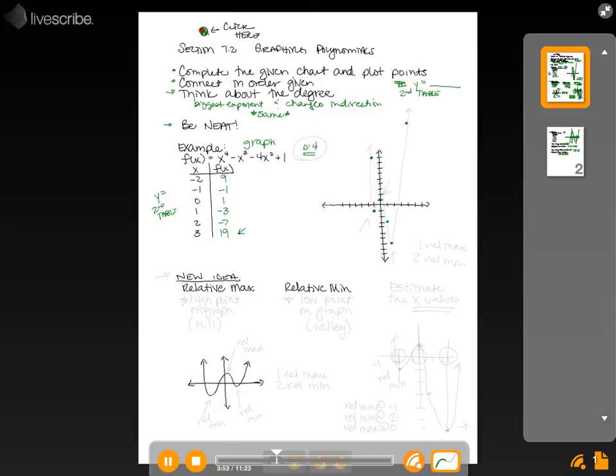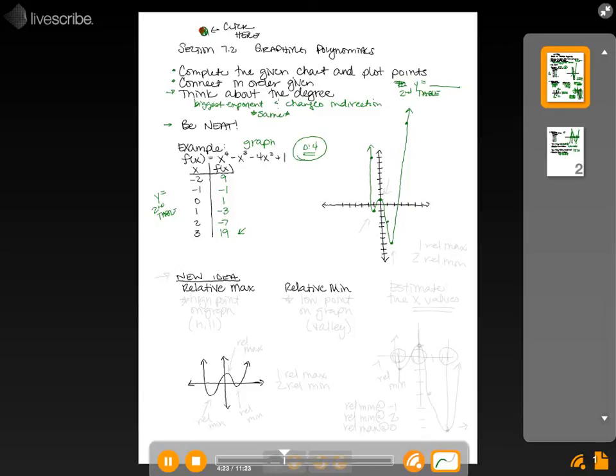Alright, now we're going to connect them. We're going to connect them in the order that they were given. So we're going to start here. We're going to go down, and then up, down, and then all the way up to where our 19 would be. And there's our graph. That's what we would do. Notice that it does change direction 4 times. It goes down, up, down, up, which matches what our degree is. Our degree should be 4. And that's the basic gist of what we're going to do today.